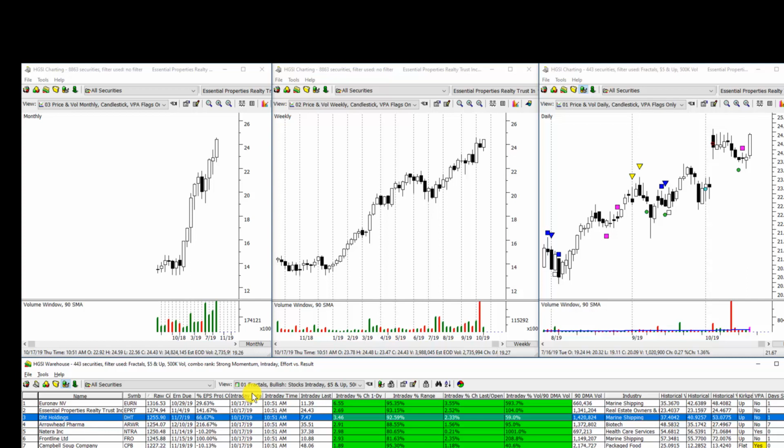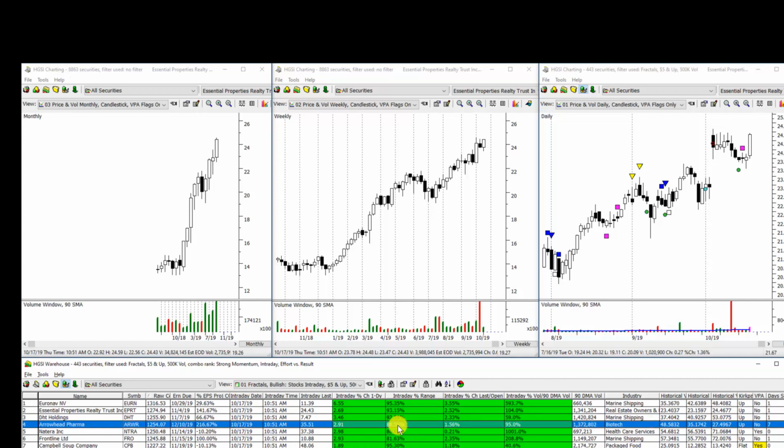Now you're going to be working with a lot of oversold stocks on a lot of these screens, but if it starts to build and it's moving into all three charts, that is a very good sign that an oversold stock may be turning around. Most of these stocks, if not all of these stocks, are already strong because the fan requirement is in my filter. Let's look at Arrowhead Pharma here.